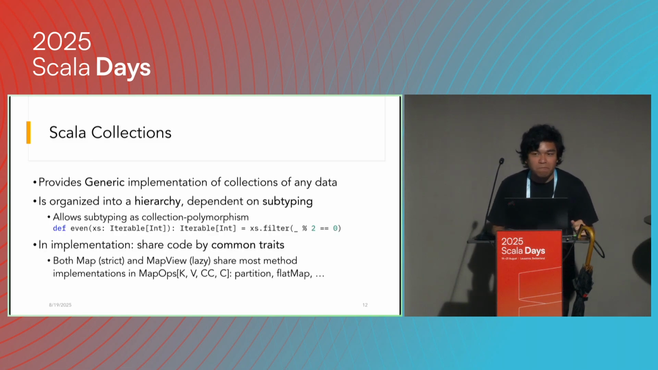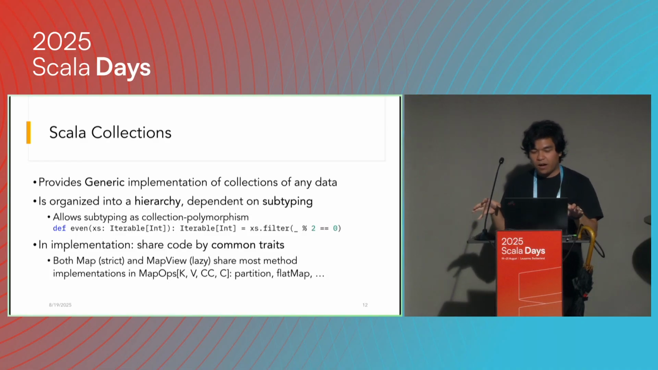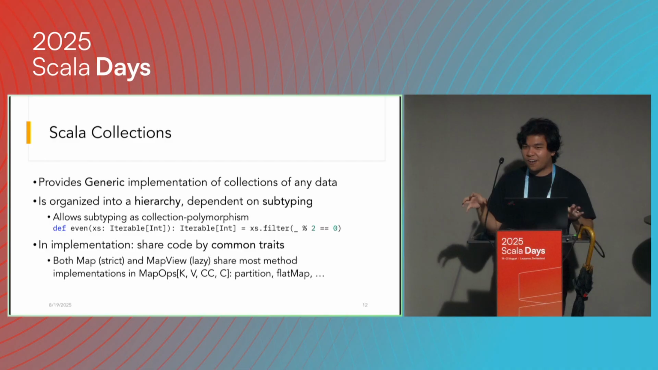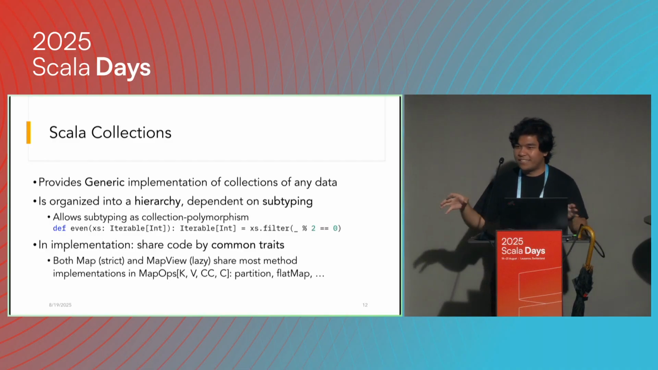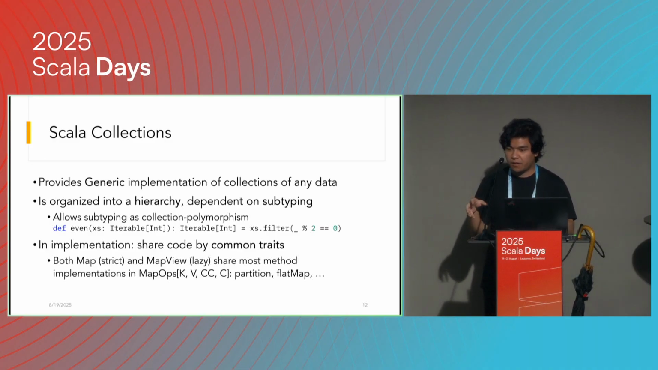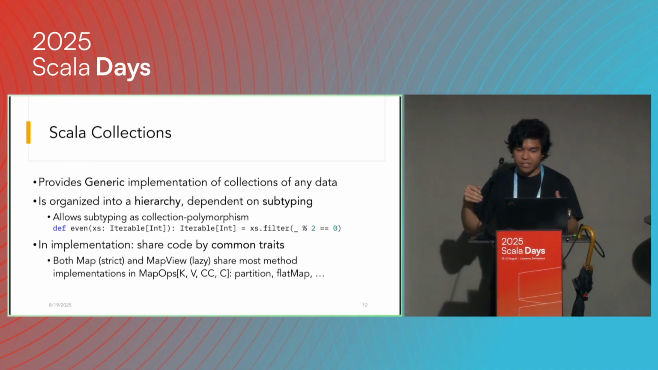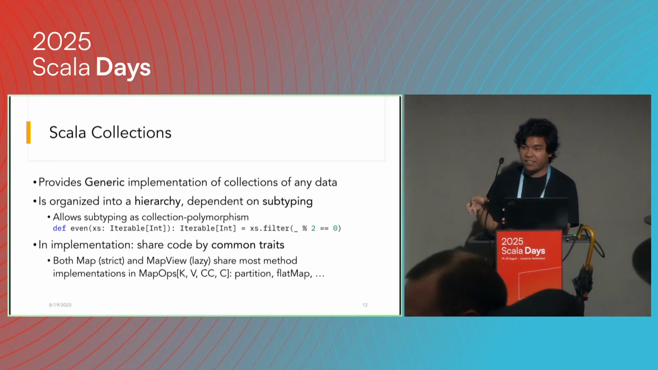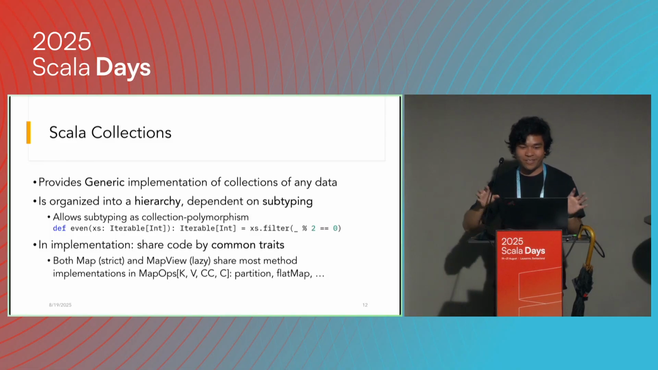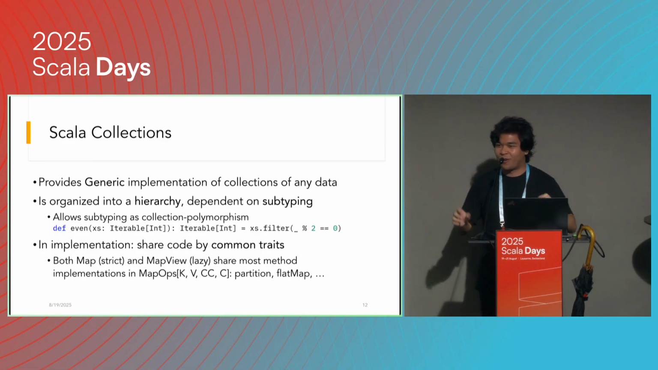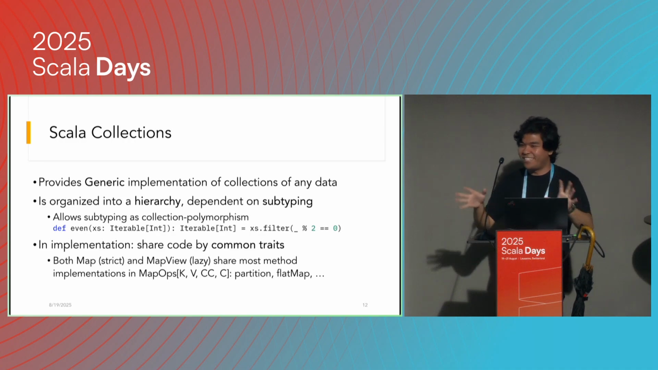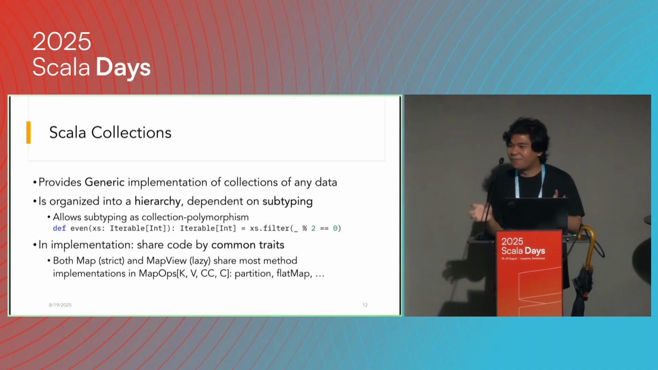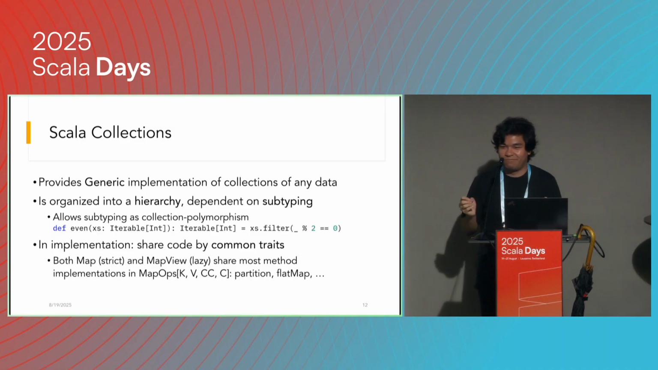And finally, in the implementation of the standard collections library itself, we share code by having common traits, right? So Map and MapView are mostly the same. Most of the methods are the same, so we share most of the implementations in something called MapOps, which is a huge thing with 4 type parameters, one of them higher order. So if you have seen them, they look kind of hairy. If you haven't seen them, please have a look.